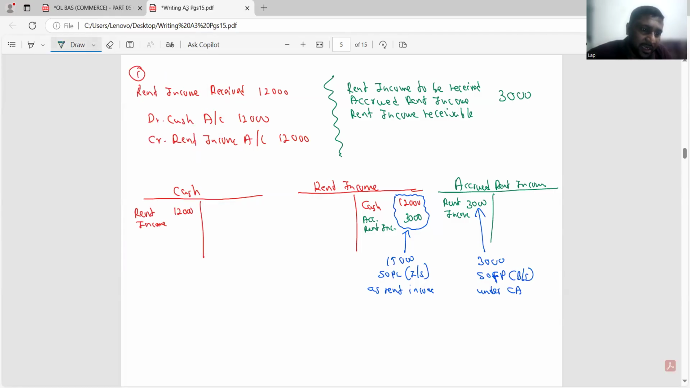Then what's the journal entry? Debit the accrued rent income account, credit the rent income account, 3,000. Now you all can write.